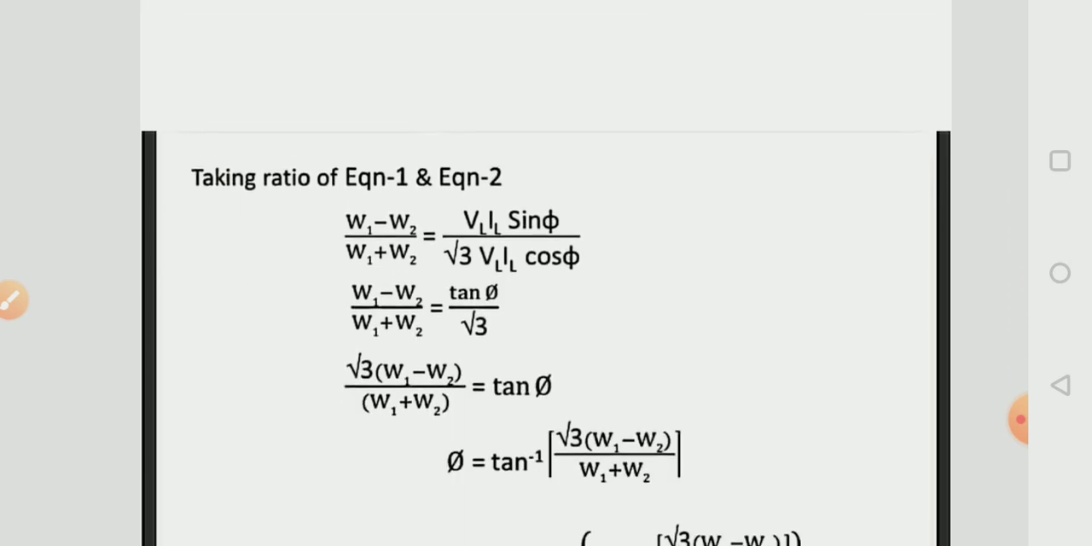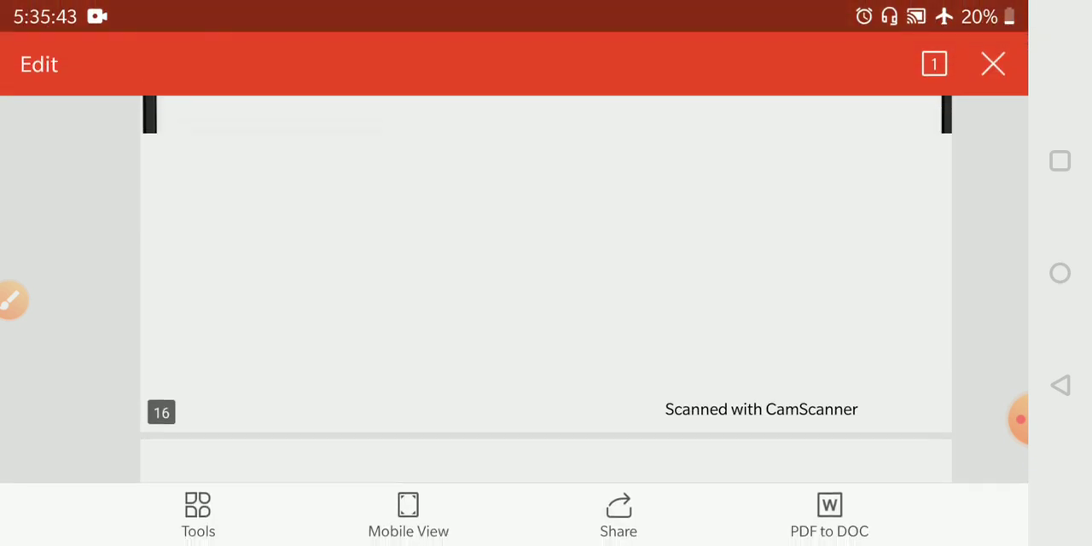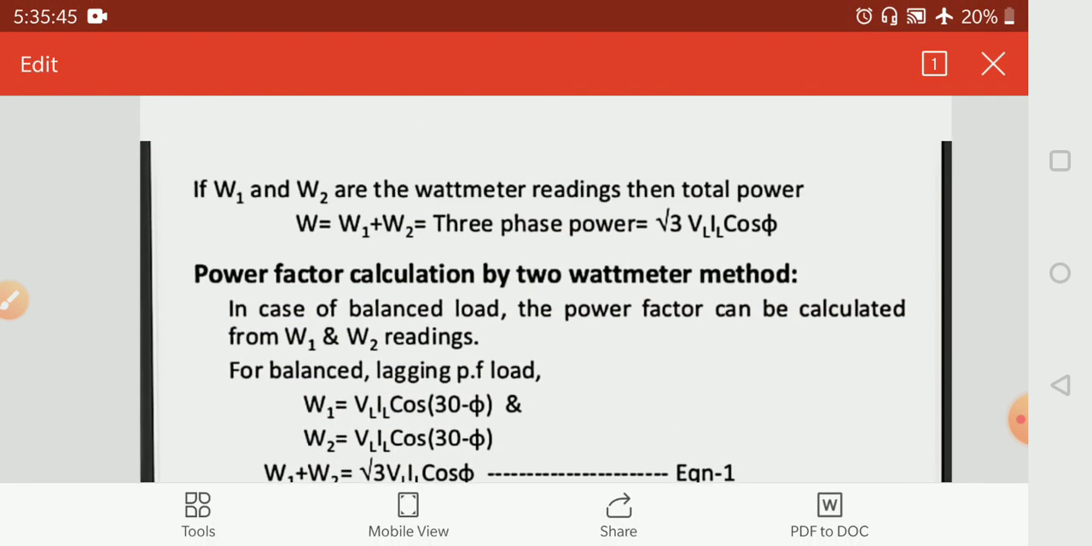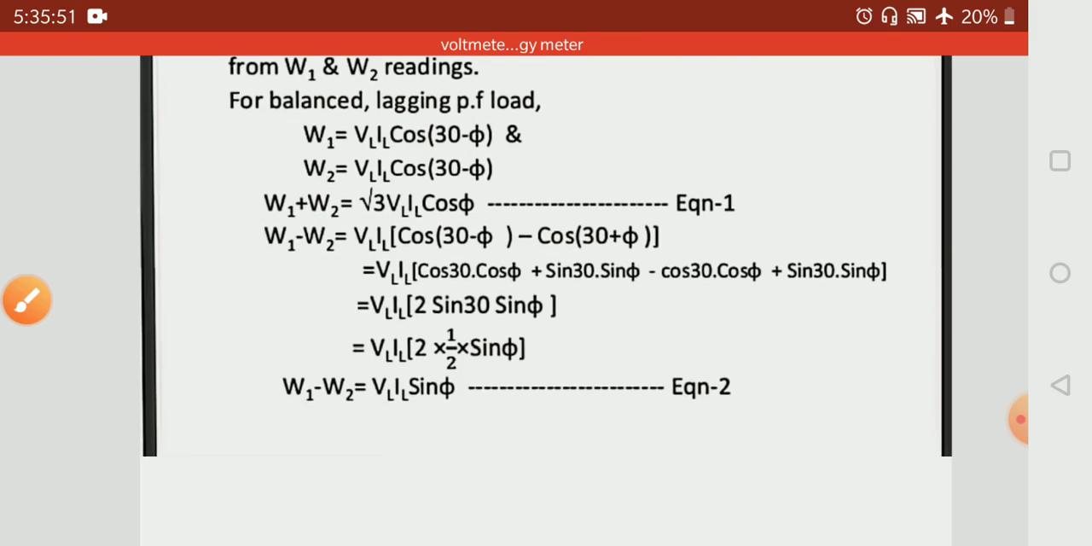Now taking the ratio of equations 1 and 2, it is VLIL sin phi upon root 3 VLIL cos phi, because W1 plus W2 equals root 3 VLIL cos phi.